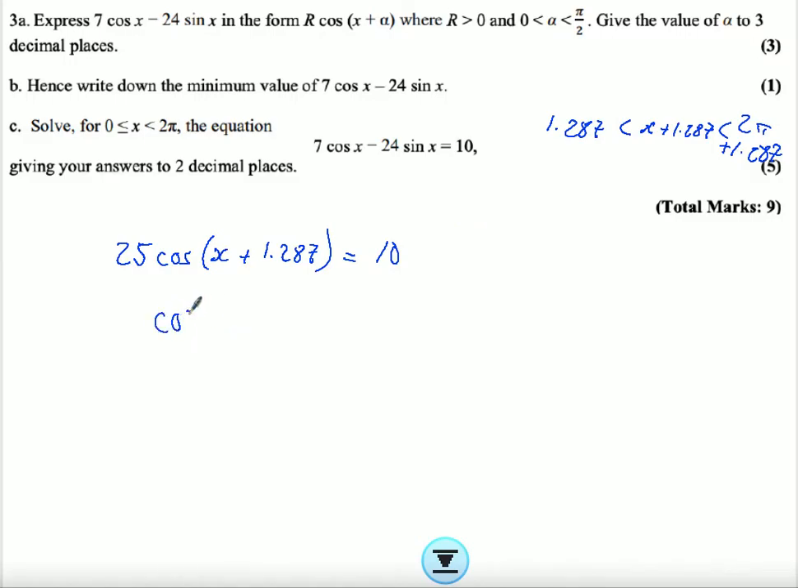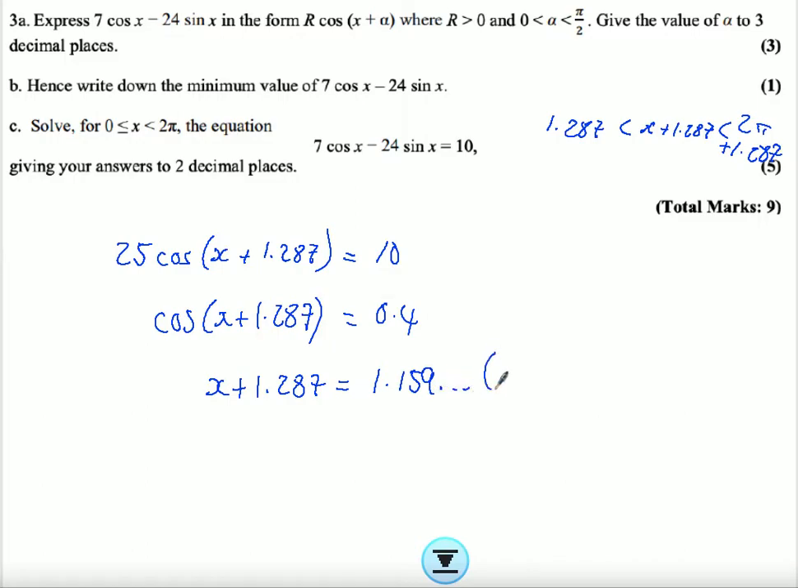Okay, so cos x plus 1.287 equals 10 divided by 25, which is 0.4. So let's get our principal value, shall we? Our principal value is 1.159, so on. Okay, I'm going to use a cast diagram.